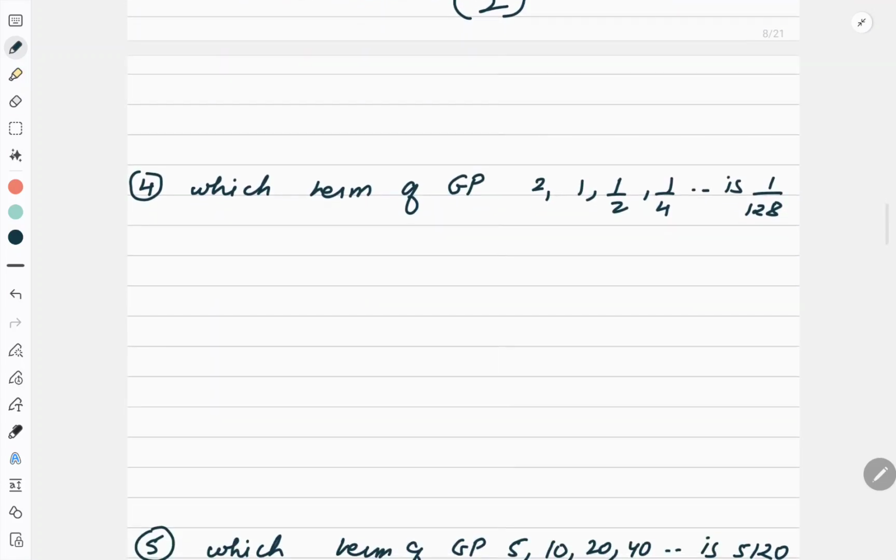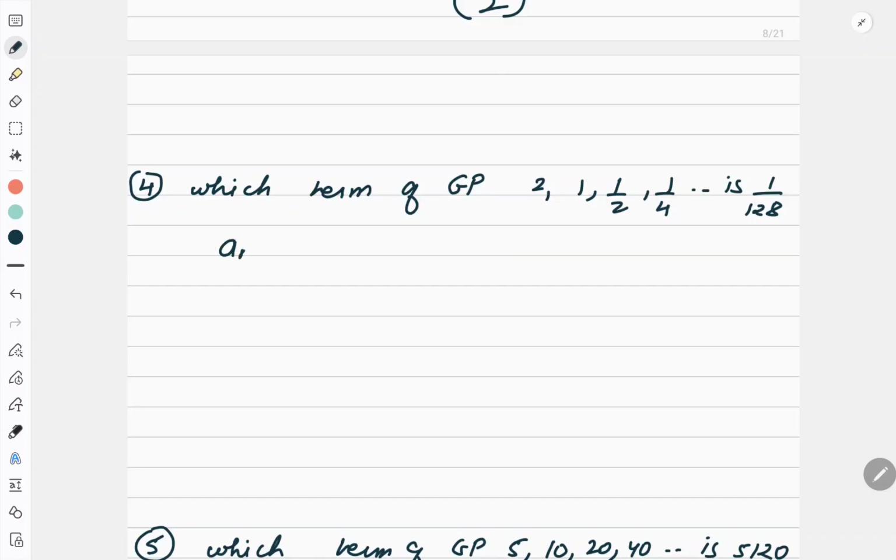Now this is the second category. In previous questions, I was asking you this term from starting, this term from back. Now this is the second category. I am giving you the value of a term and I am asking you what term is this. Means you have to find out the value of n. Right? Now let us start.